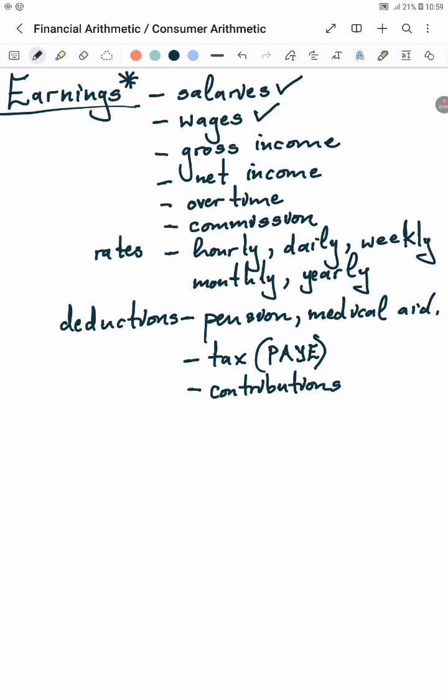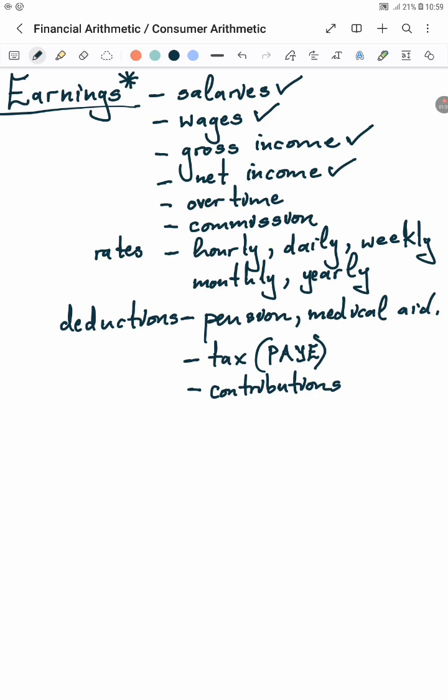You also come across a word like gross income. Gross income, this is your pay before any deductions. Before they have deducted anything, that's what you refer to as gross income. And net income is the take home. This is what you take home after all the deductions have been made.